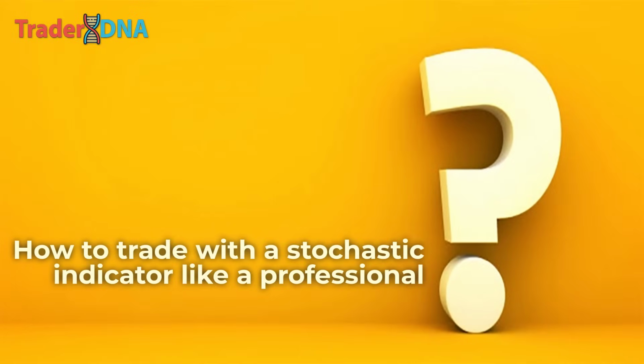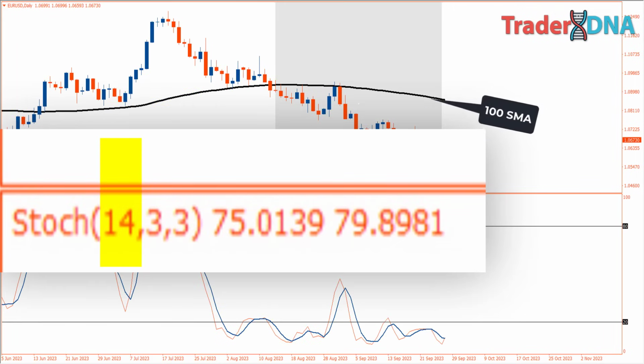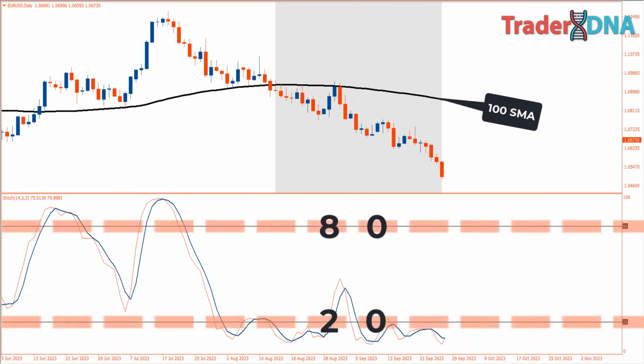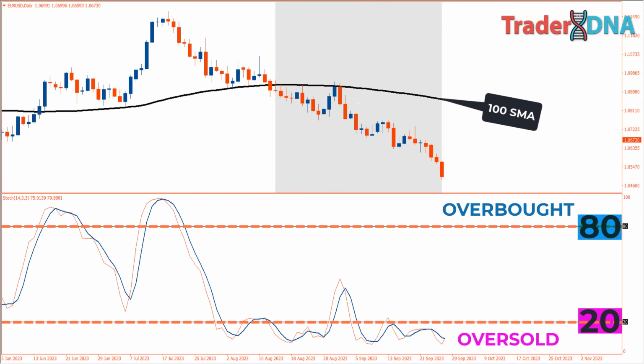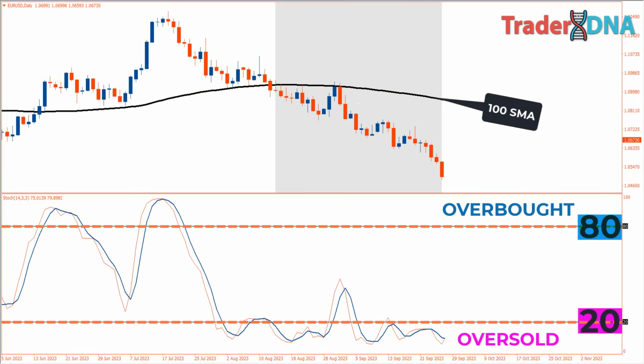Let's start by examining the price trend on the D1 time frame. I've set up a 14-day stochastic indicator and a 100-day simple moving average. The chart clearly defines overbought and oversold areas, with zones marked at 20 and 80. To initiate a trade, your first step is to determine the trend's direction on a longer time frame, such as the D1 time frame. It's crucial to align your trading strategy with the prevailing trend, not against it.